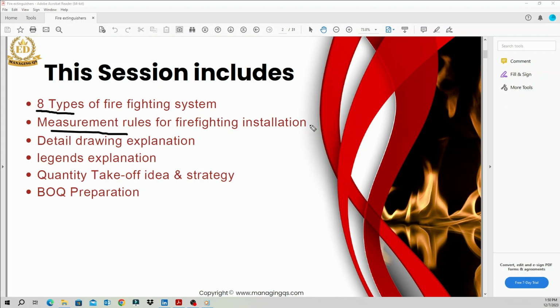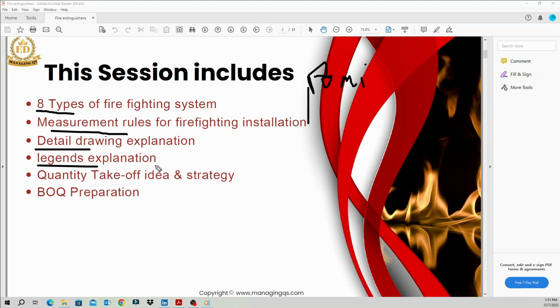We practice based on POMI, Principle of Measurement International, about the measurement rules for these firefighting systems. Then we explain the firefighting related drawings in detail, and after that, the legend explanation. Normally in the drawing we can find some important legends, so we should understand the legends very properly. Once we understand them, we can easily move forward to quantity takeoff.